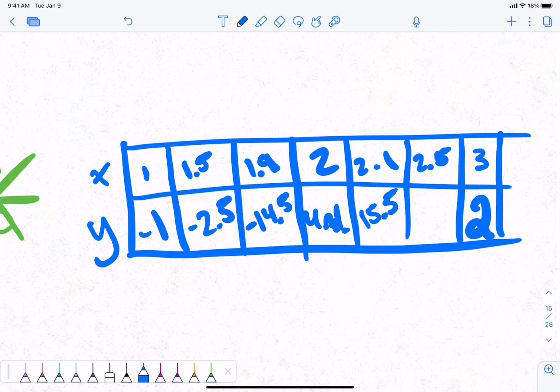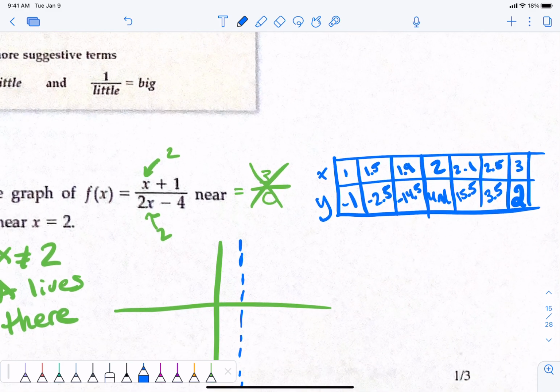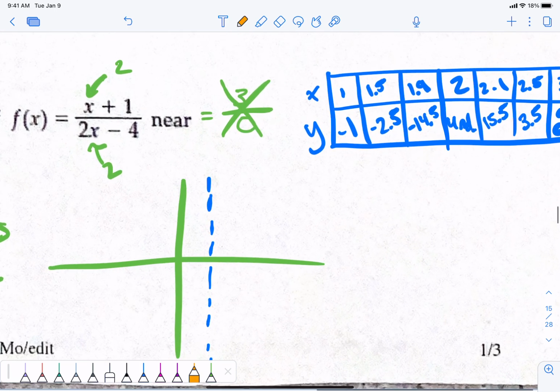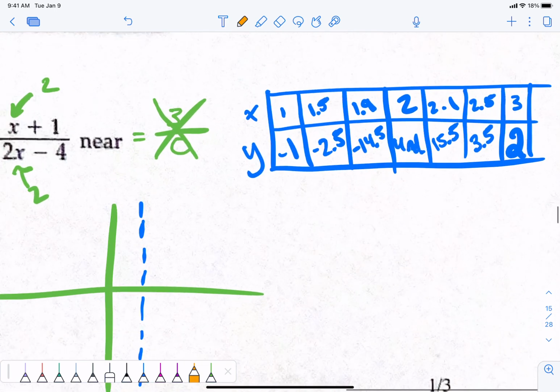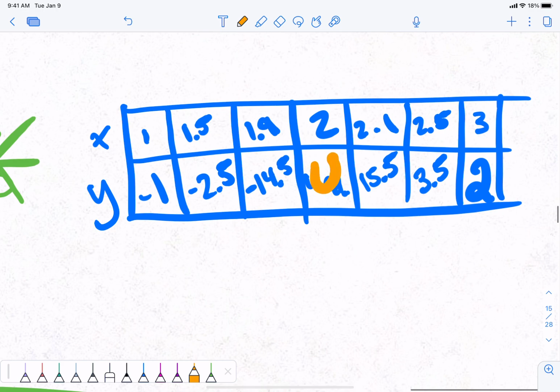3.5. Okay, this does exactly what I thought it was going to do. All right, let's plot these points. If you need to complete the table, there it is. This guy is undefined, so I'm going to put a U there.